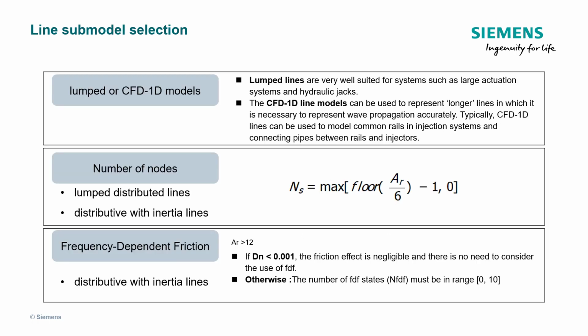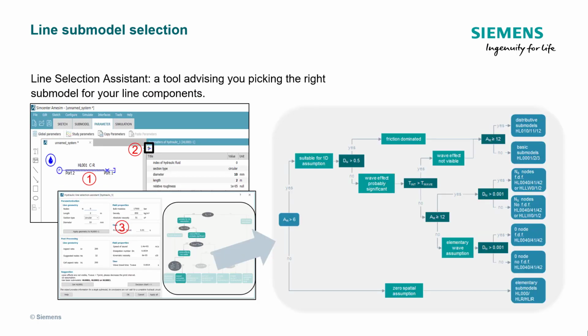Lumped lines are very well suited for systems such as large actuation systems and hydraulic jacks. The CFD1D line models can be used to represent longer lines in which it is necessary to represent wave propagation accurately. So we can choose one category based on the pipeline's application, and we can also give the number of nodes based on the equation in distributed lines. When the AR coefficient is bigger than 12, we can decide whether to use a frequency-dependent friction according to the value of dN. MSIM is a user-friendly software.